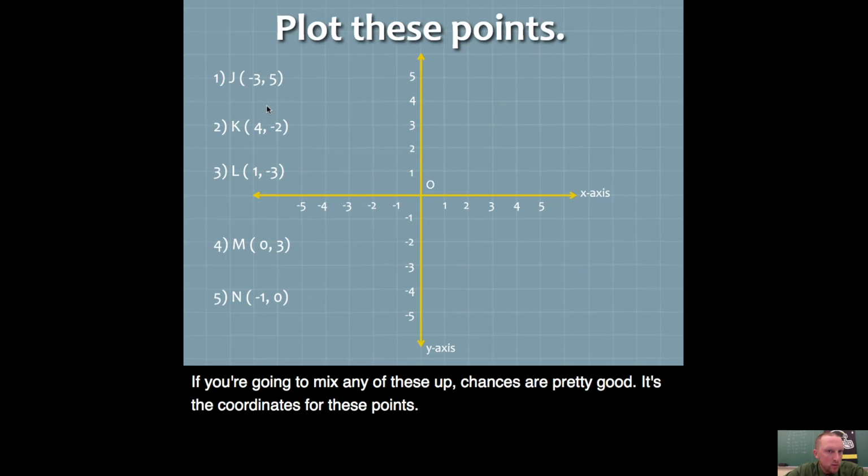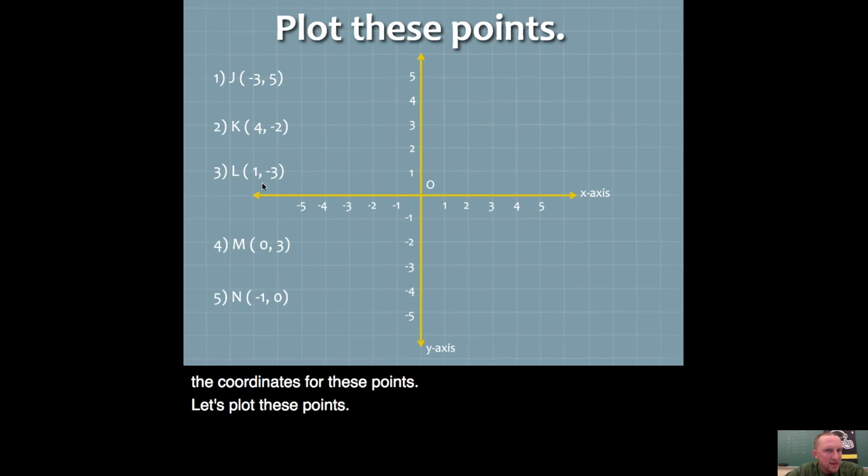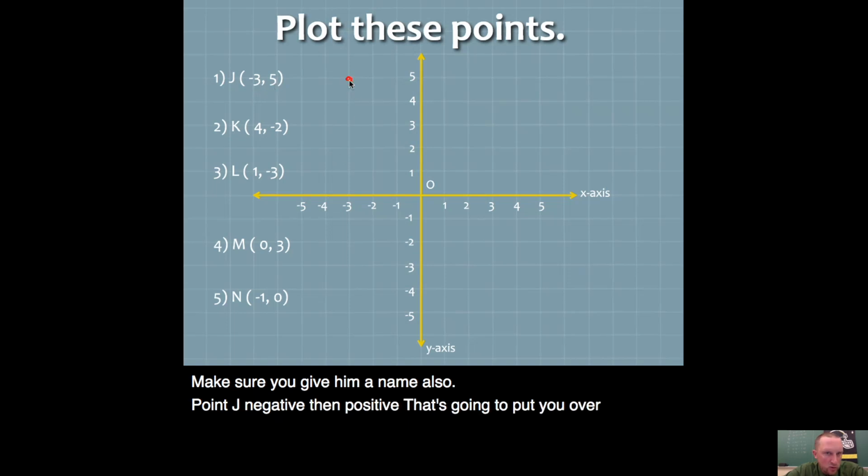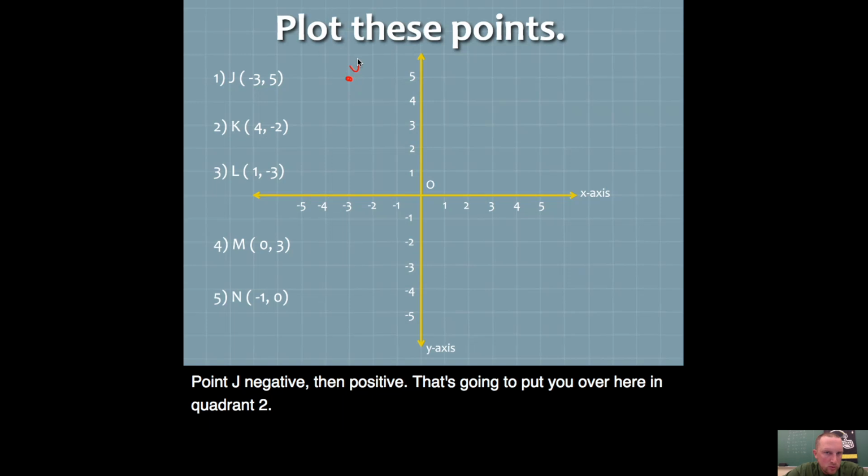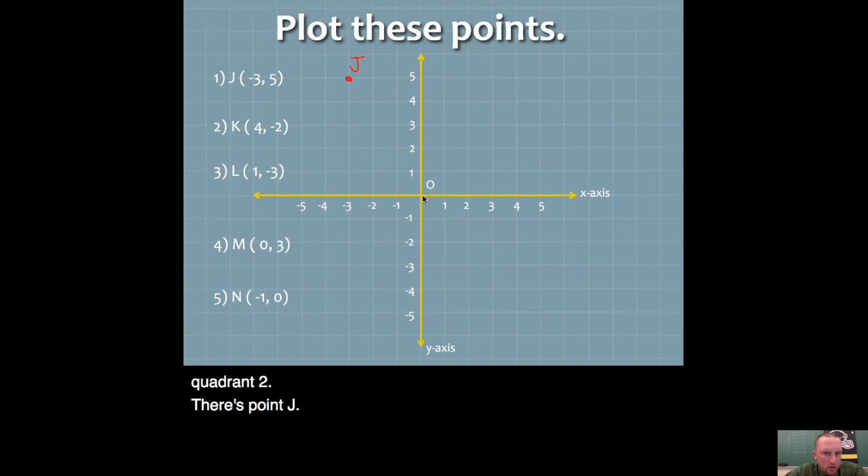Let's plot these points. Make sure you give them a name also. Point J, negative, then positive. That's going to put you over here in quadrant 2. There's point J. Point K lives +4, then -2. So that's in quadrant 4. L lives at +1, -3. Also in quadrant 4.